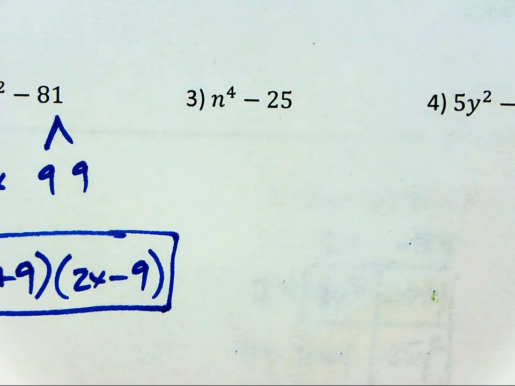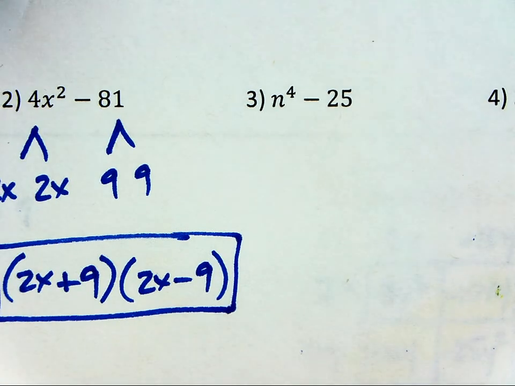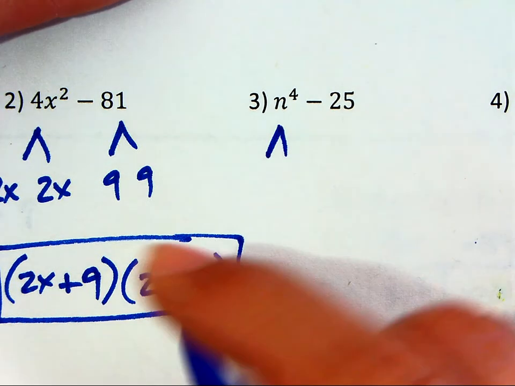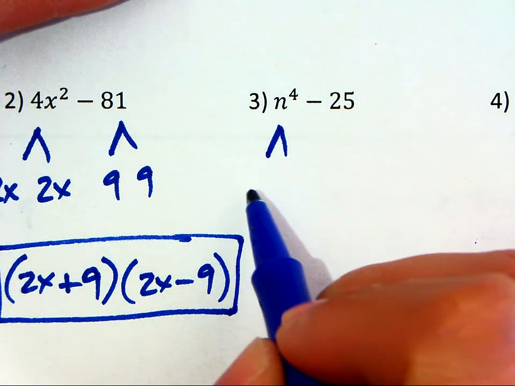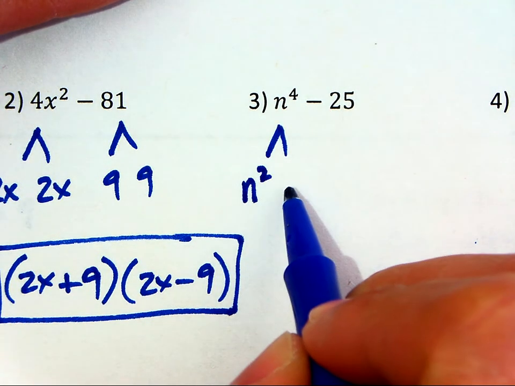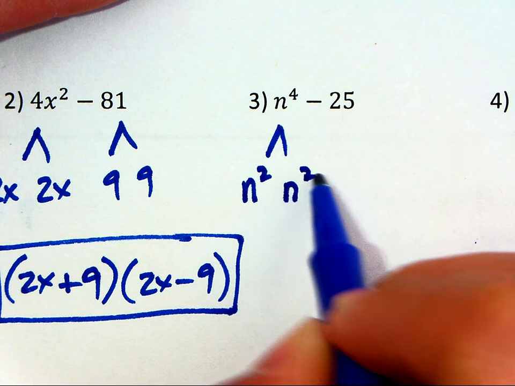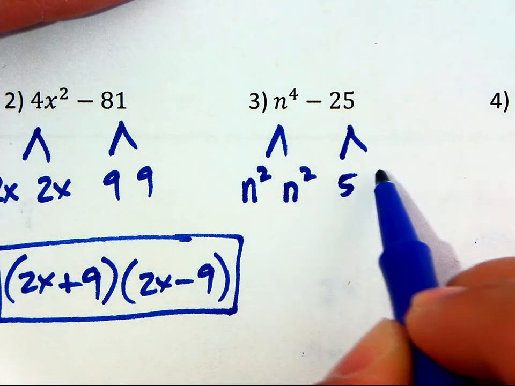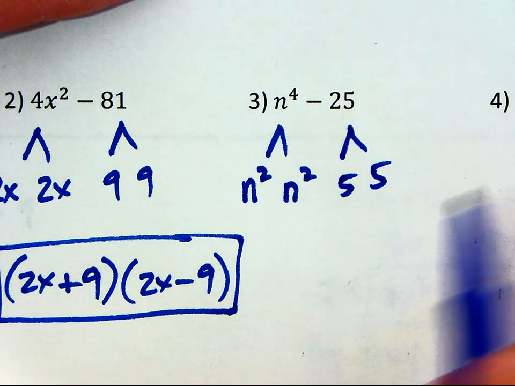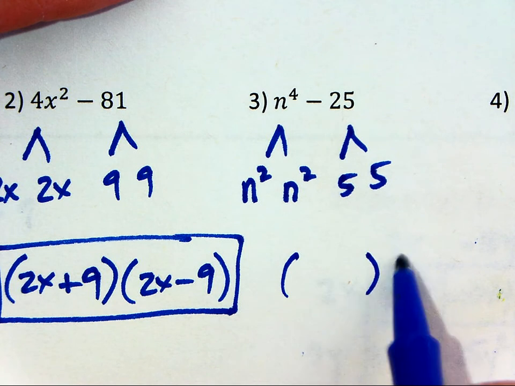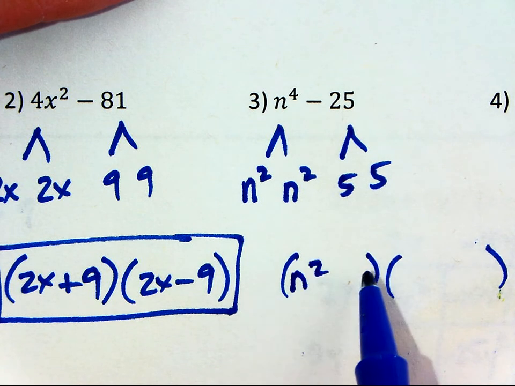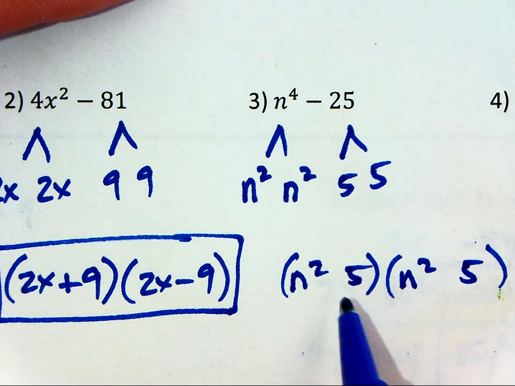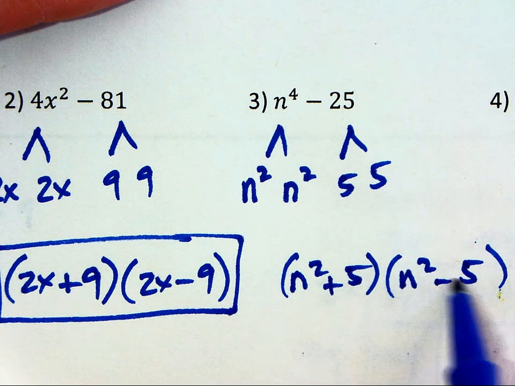Okay. Number 3. All right, we've got a 4th power, which remember from our examples, that's a second power times a second power. So that's n squared times n squared. Okay, and then 25 is 5 times 5. Okay. So we're going to have an n squared in each factor, a 5 in each factor, one will be a sum, and one will be a difference.